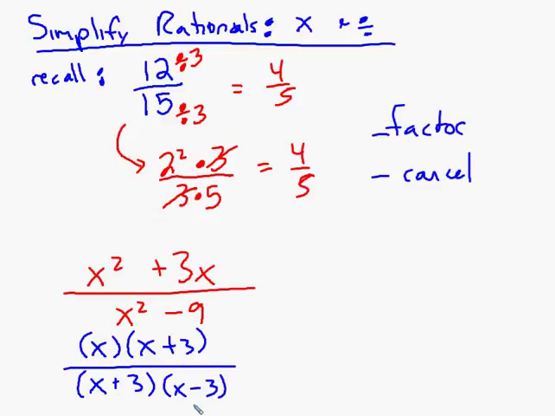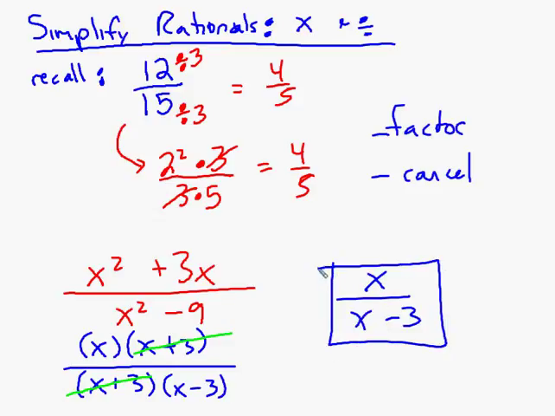Do we all see that? I'll take that as a yes. Alright, then I'm going to cross cancel. Now I have entire groups. I'm going to cancel the entire group x plus 3 and the entire group x plus 3 there. And that's going to lead me towards my answer, x over x minus 3. Okay, that's the simplified thing.